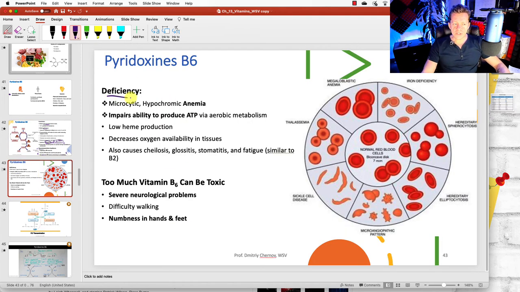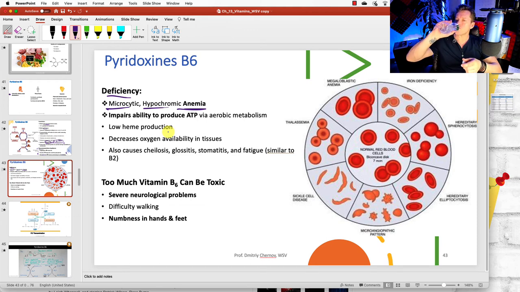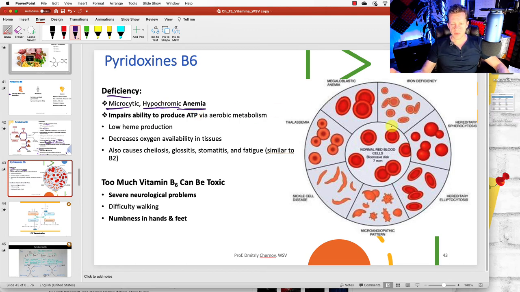So deficiency of this particular vitamin, which is important to remember, is an anemia. It is microcytic or hypochromic anemia. So the difference between those two is that microcytic means the red blood cells are immature, right? They're small. And hypochromic means they're kind of pale, like chrome is a color. So they're pale instead of being bright red. Bright red meaning that they're full of oxygen.